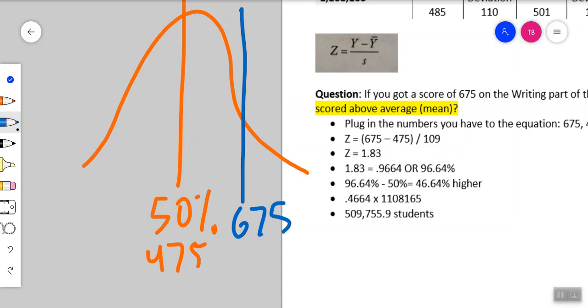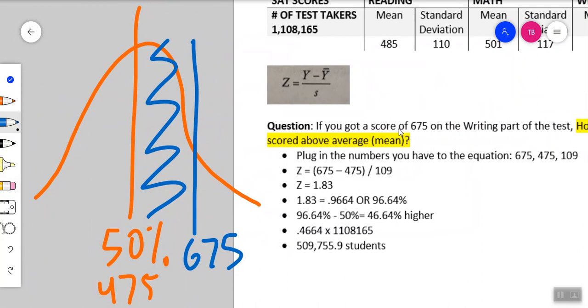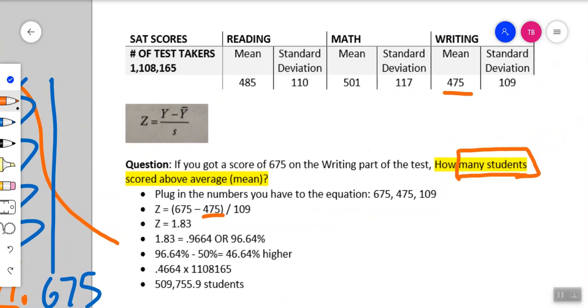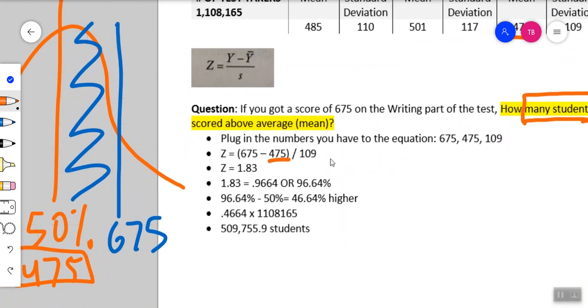It's the same as before, 675. And we're looking for this again. I'll show you where we got these numbers from. The 475 is coming from here, the writing portion of the test, we're still using that one. And the 675 is simply the number you scored on the test. That's what this is. And it's asking how many students scored above the average.